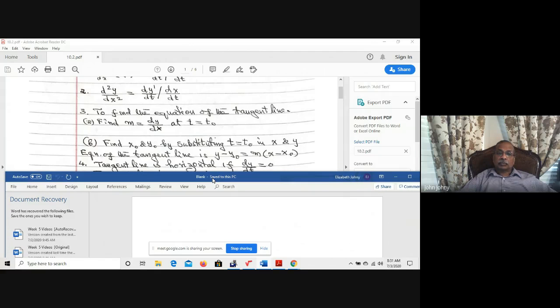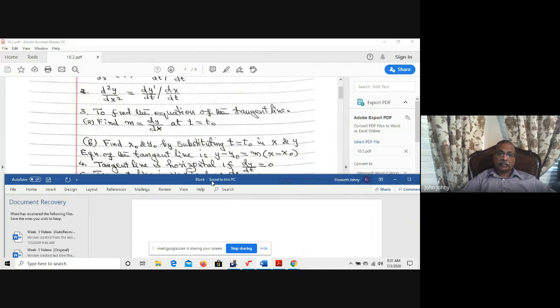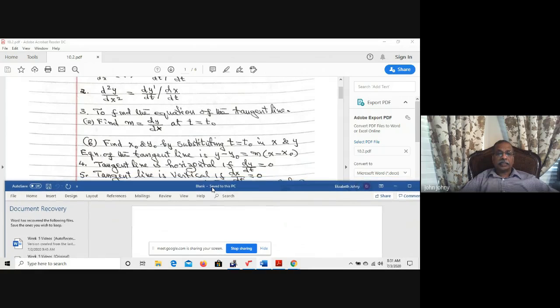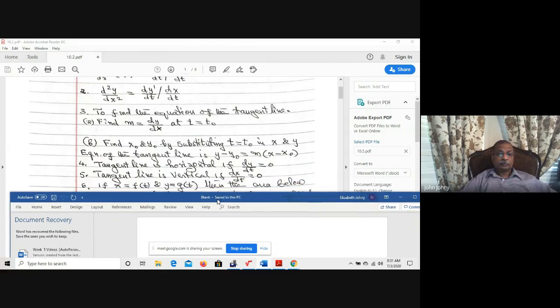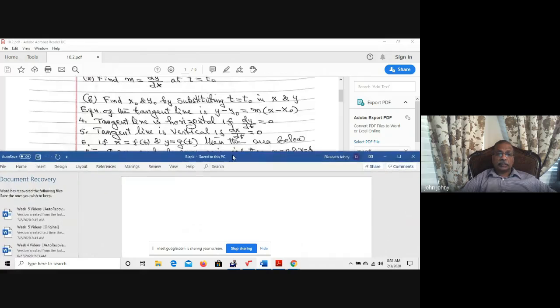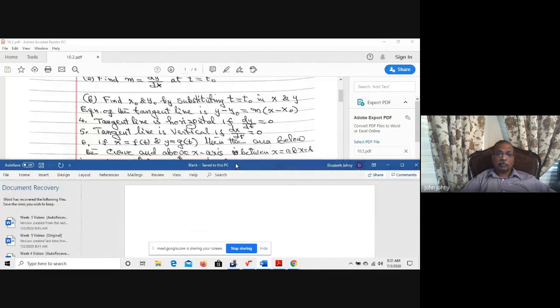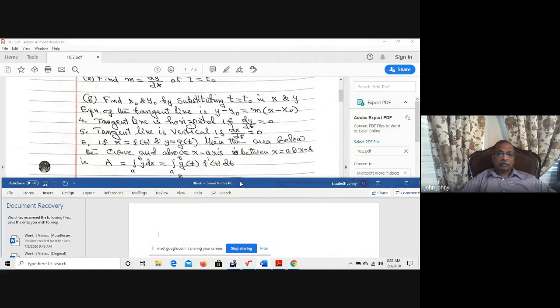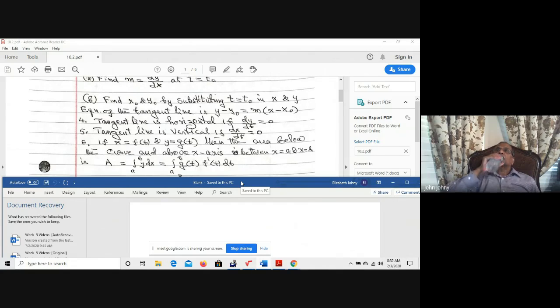The tangent line is horizontal if the numerator dy over dt is equal to 0, and the tangent line is vertical if the denominator dx over dt is equal to 0. If x is equal to f of t and y is equal to g of t, then the area below the curve and above the x-axis and between x is equal to a and x is equal to b is given by the integral from a to b of y dx. That is the same as the integral from a to b of g of t times f prime of t dt.